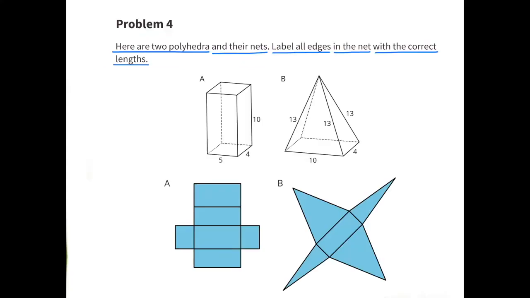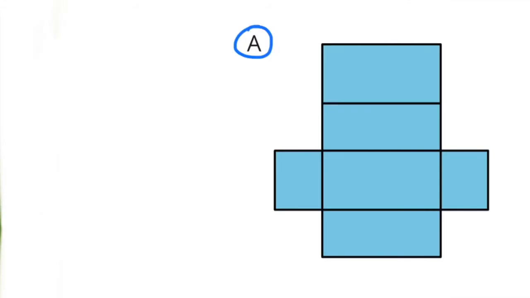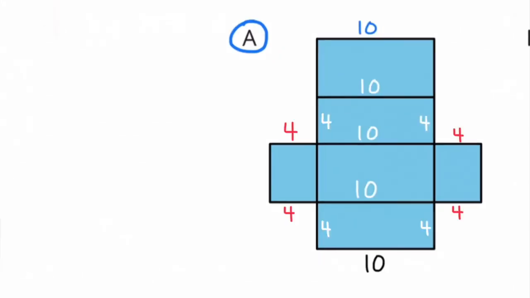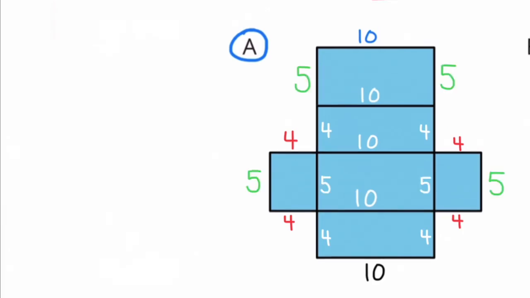Number 4. Here are two polyhedra and their nets. Label all edges in the net with the correct lengths. A. These lengths are 10 units. These lengths are 4 units. And these lengths are 5 units.